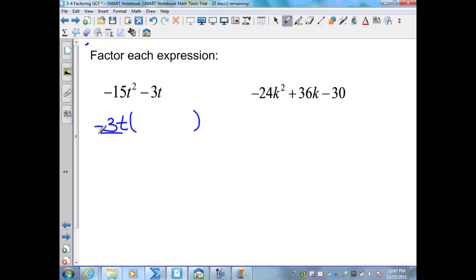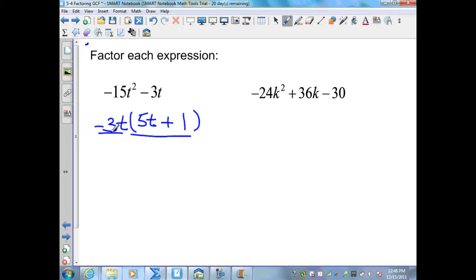So I always write my GCF and then set my parentheses. I have two terms to start with. Therefore, inside my parentheses, I should end up with two terms. A negative divided by a negative is a positive 5. T squared divided by t leaves me just t to the first power. A negative divided by a negative is a positive. 3 divided by 3 is 1. T divided by t gives me 1. So here is my product of factors.